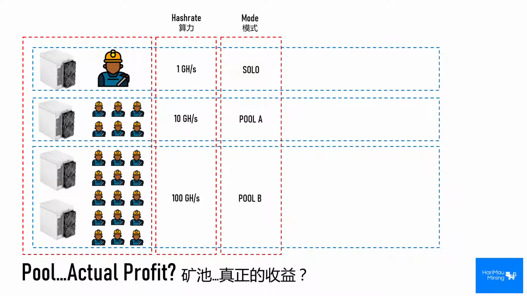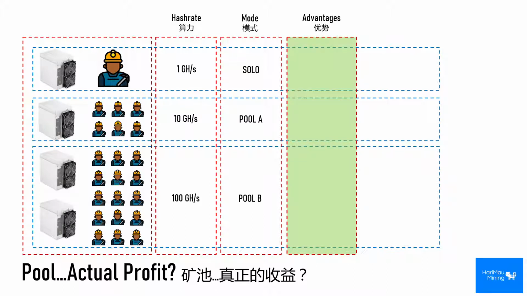This is what we call mode. The first one is doing solo, meaning that he is doing the mining himself or herself. The second one is pool A, meaning that pool A has a lower hash rate, and then the third one will be pool B, which has a higher hash rate. So we take 3 examples here.